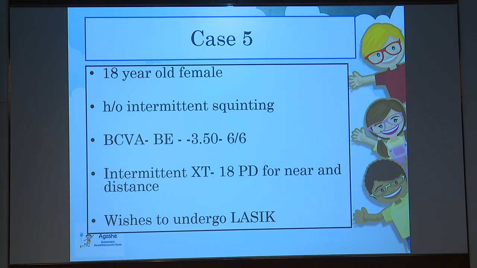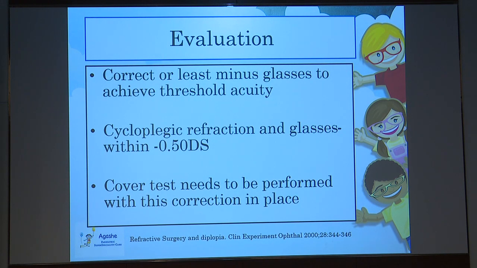Last case, 18-year-old female with intermittent squinting, minus 3.5, wishes to undergo LASIK. So the evaluation for this is extremely important because sometimes the patient can decompensate to a manifest strabismus. So few points to keep in mind is do a cycloplegic refraction, make sure the glasses that the patient is wearing is correct and the difference is within 0.5 spheres. Cover test needs to be performed with the correction in place.